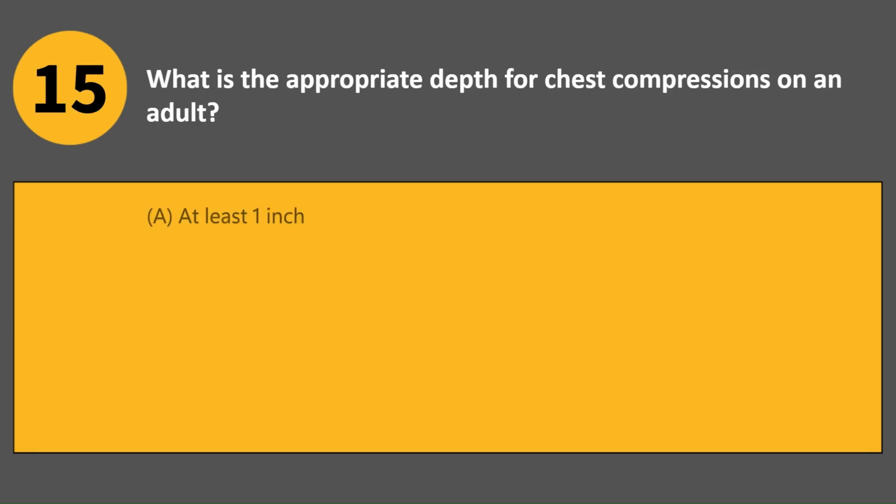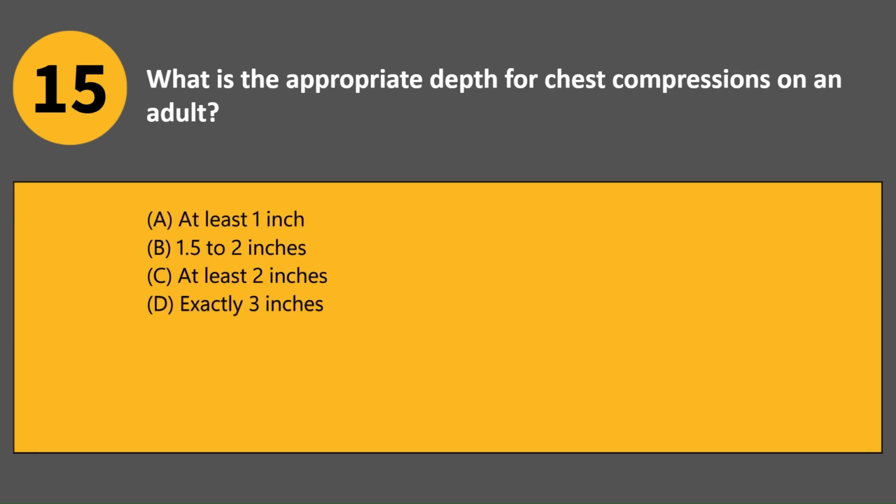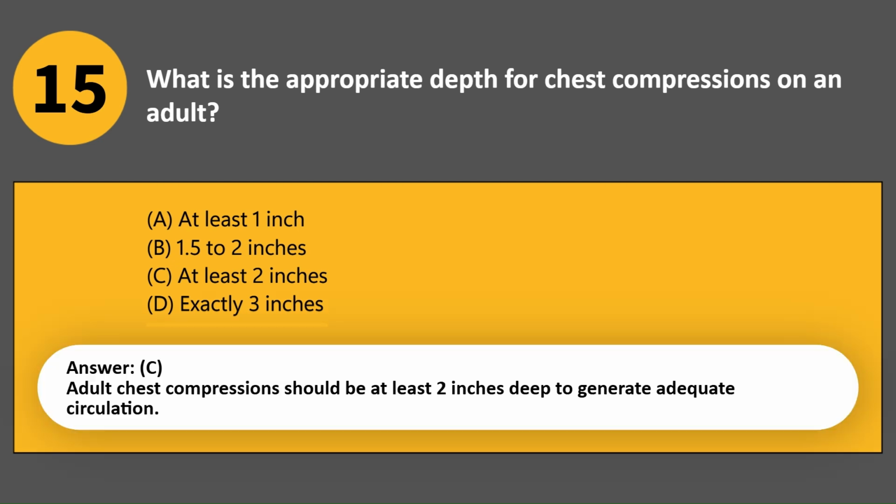What is the appropriate depth for chest compressions on an adult? A. At least 1 inch. B. 1.5 to 2 inches. C. At least 2 inches. D. Exactly 3 inches. Answer: C. Adult chest compressions should be at least 2 inches deep to generate adequate circulation.